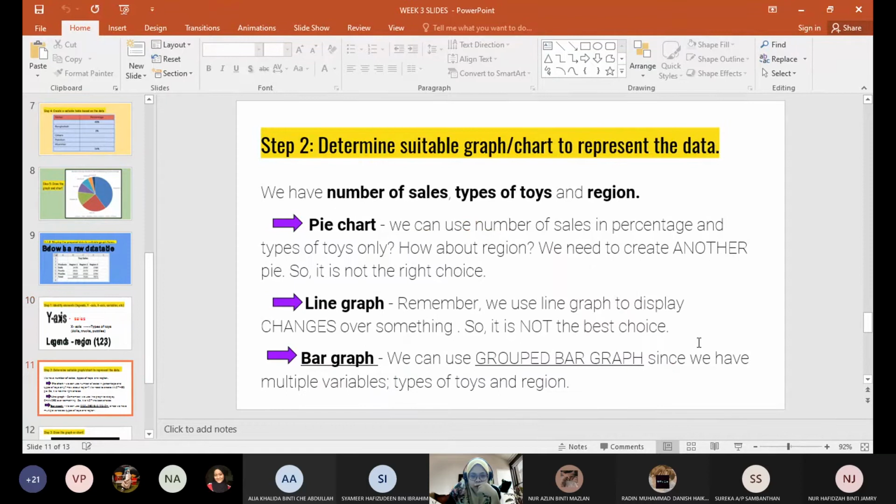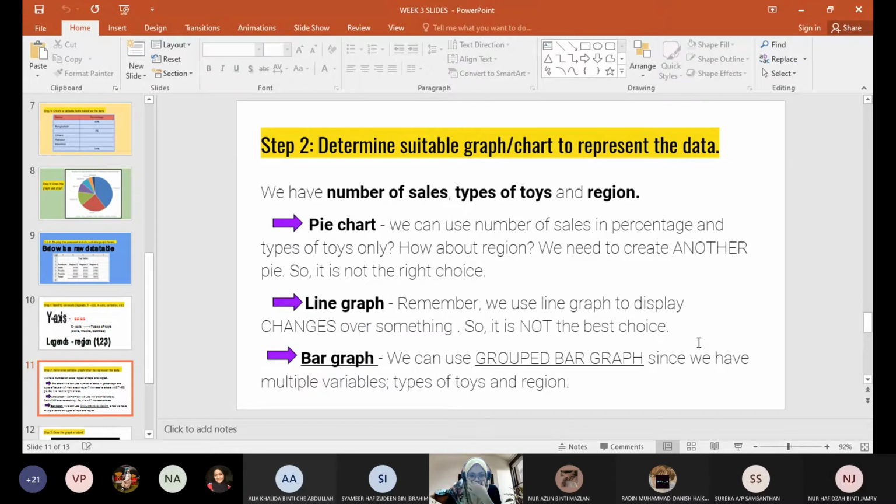Okay, step 2. Next, you have to determine the suitable graph and charts to represent the data. We have number of sales, type of toys and region. We have 3 elements. Let's look one by one at the charts and graphs. The pie chart: we can use number of sales in percentage and types of toys only. How about region? Tak boleh. Untuk kita nak nyatakan region tu nanti kita kena create another pie, so it is not the right choice. Dia akan jadi 2 pie, sebab kita tak boleh masukkan types of toys and region in the same chart.